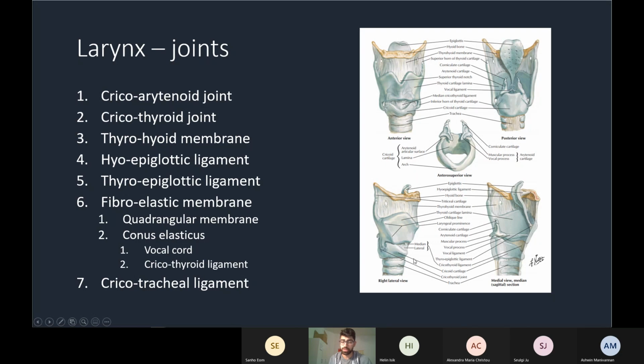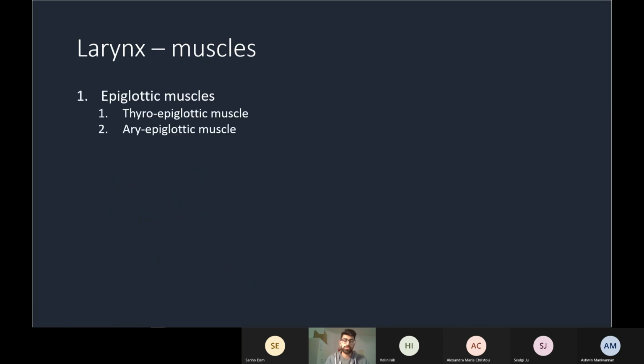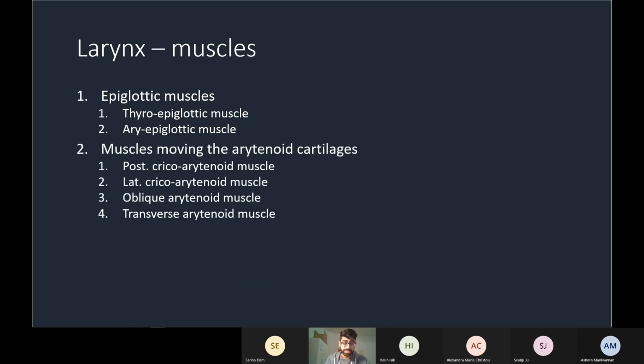So the cricotracheal ligament. Okay, so we talked about cartilages, then we talked about the joints, which allow different types of movement. And now we're going to talk about how they actually move, so the muscles themselves. I'm not going to go through origins, insertions, functions, innervations for every single one of these muscles. I think it's a bit pointless. What I will do is point out where these muscles are located, and I will talk about the different classes of muscles.